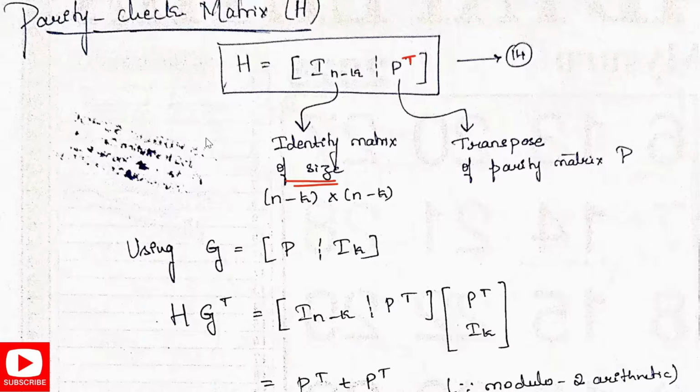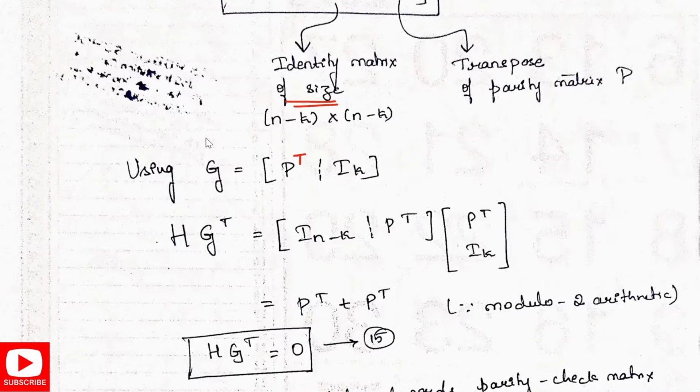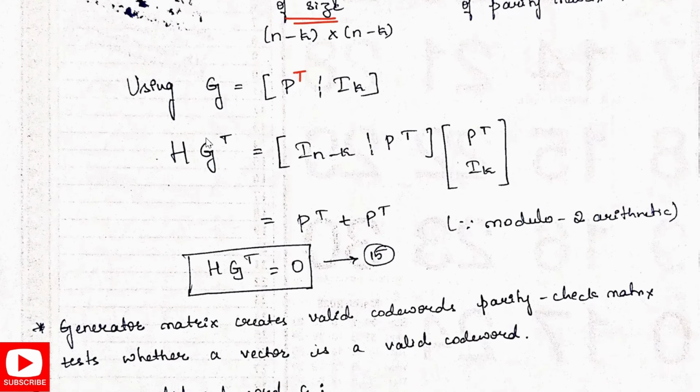This is how we represent the matrix. So on combining these two, how can we write H into G transpose? G transpose means this horizontal will turn into vertical. Okay, so here actually this is transpose. So next, what happens? You multiply this along with this. So you get P transpose into P transpose plus P transpose using the modulo 2 arithmetic addition. So hence H into G transpose is 0.